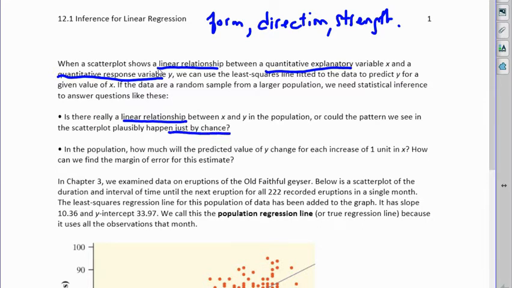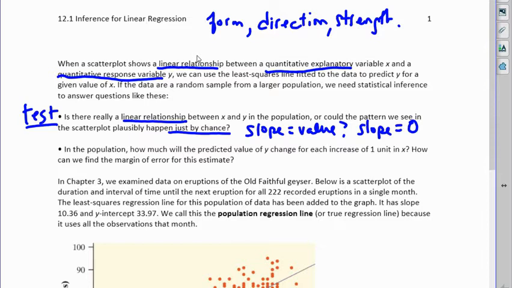Okay, then if we want to answer the question, is this linear relationship really just happening by chance, or is the slope in fact equal to some value? Is the slope really just nothing? That would be looking at this from the perspective of a test.